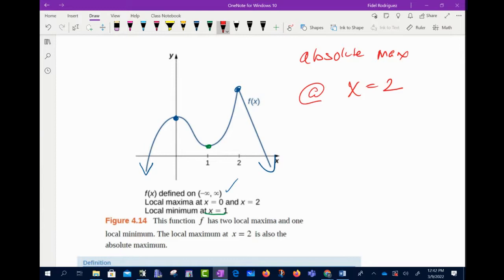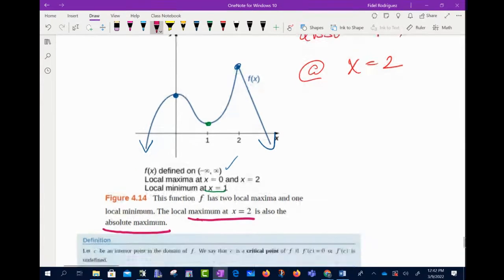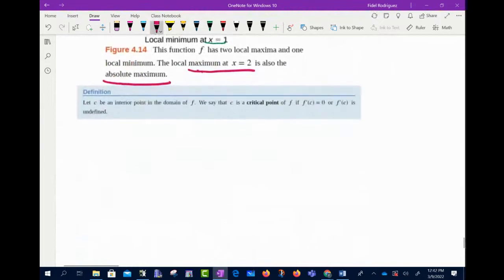Very good. Good point. And then, John, look what you said. The local maximum at x equals 2 is also the what? The absolute max, right? Okay, good. That's awesome. So definition: let c be an interior point of the domain of f. We say c is a critical point if the derivative at c is 0 or the derivative at c is undefined.